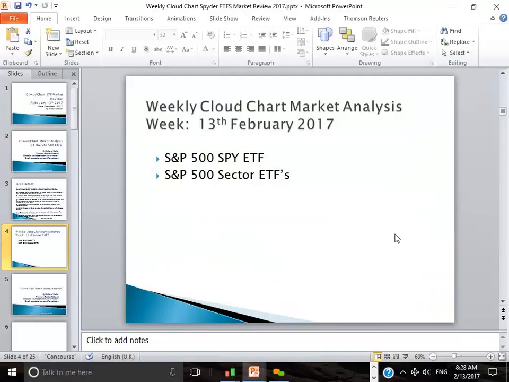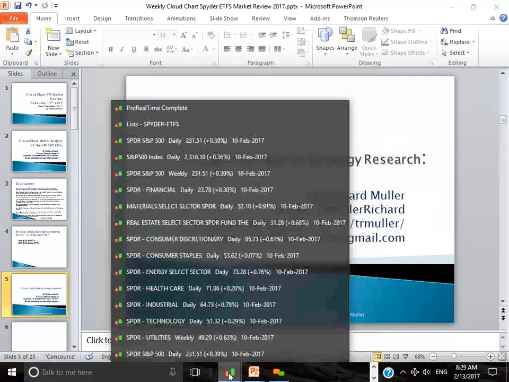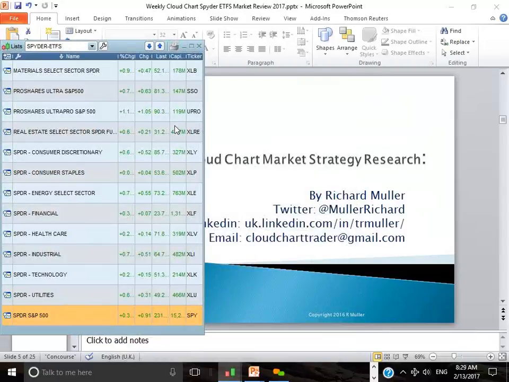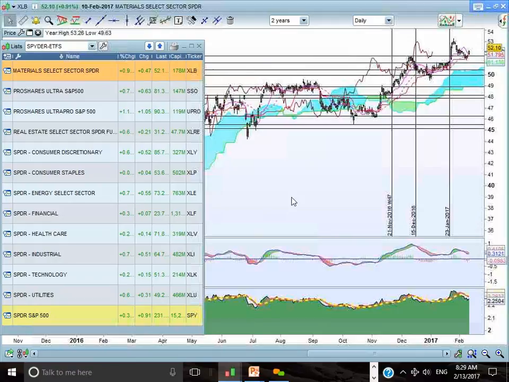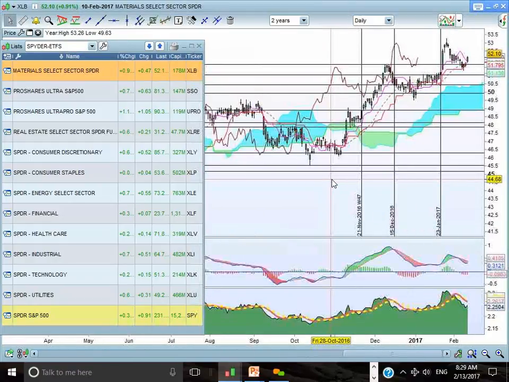And here we're going to look at the S&P 500 SPDR ETFs and the S&P 500 subsectors in terms of the ETFs and looking at the opportunities there. Okay, jumping straight into the ProRealTime Cloud Charts, and we're going to look at materials.